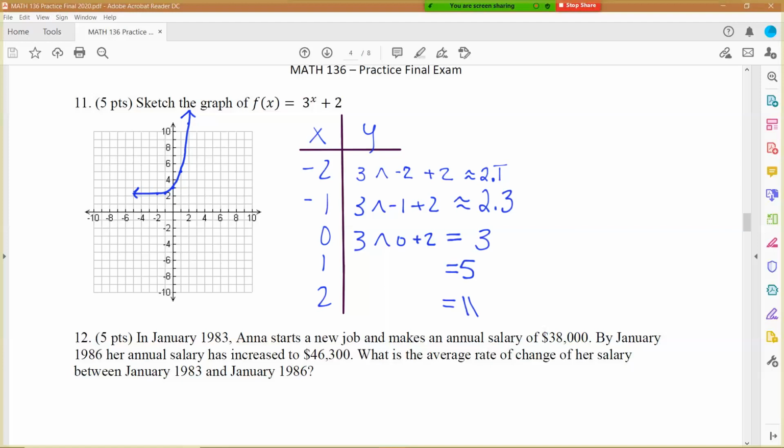And then we knew this was exponential growth because we had 3 here. So any graph that's not exponential growth was going to be wrong. The plus 2 at the end told me it was going to move up 2. So I had growth, and it was going to be the original parent function moved up 2. So I had a general idea what it should have looked like before I even started.